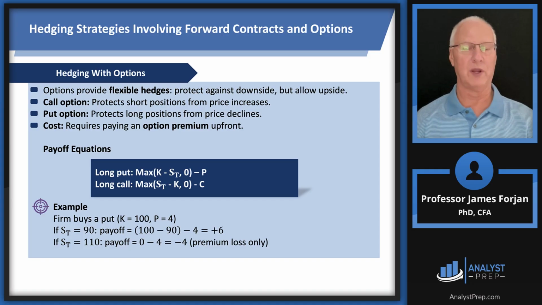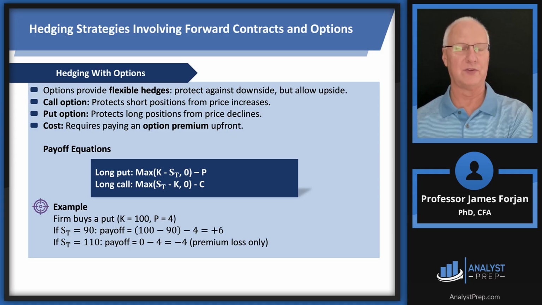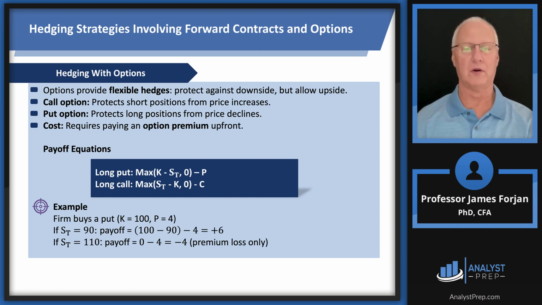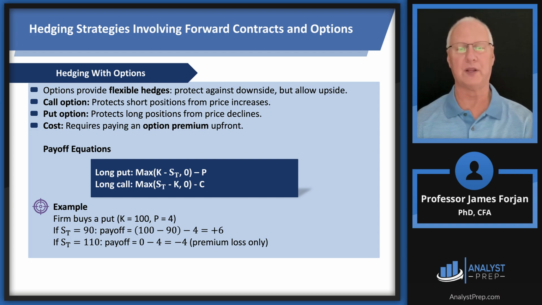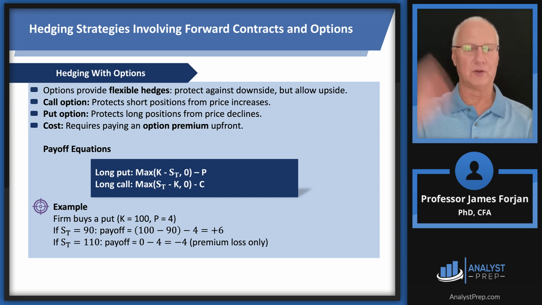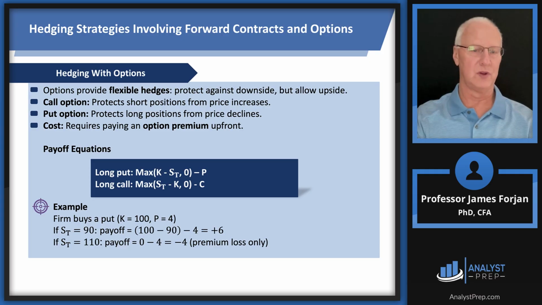So if the stock price falls down to 90, then our payoff is, well, what did we do? We bet that the price falls, so 100 minus 90. So that's a good thing. But then we have to subtract out the $4 that we paid for the put. So there's our payoff of plus 6. And then if the stock price goes up, well, then this is no good. Then we lose that $4.